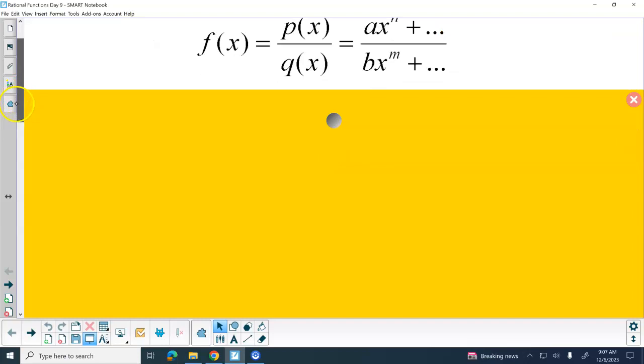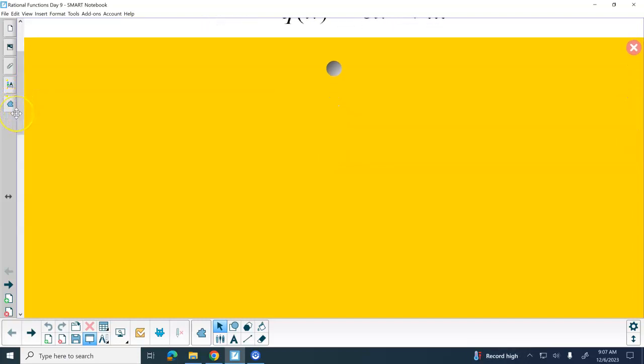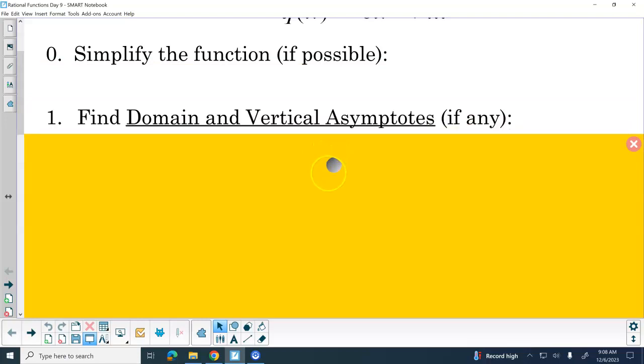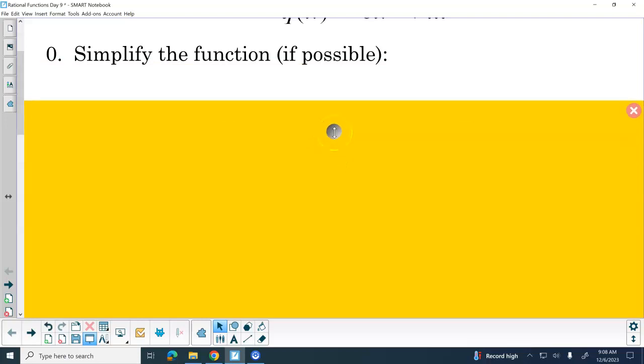Step 0. Literally, you guys are reading this. Simplify. You guys literally have all of this in front of you. Step 0, we need to simplify the function if possible. Okay? Even if it's not simplifiable, we can still get all of our factoring done. So we get that out of the way there.